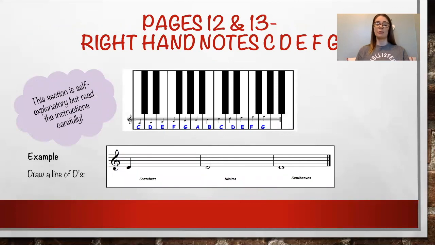In this example, you are asked to draw a line of Ds. The first bar, you are asked to draw crotchets. And the second bar, you are asked to draw minims. And in the third and final bar, you are asked to draw semi-breves.